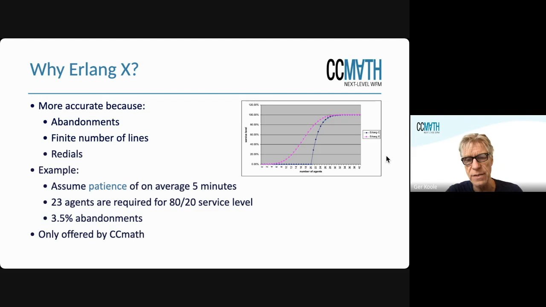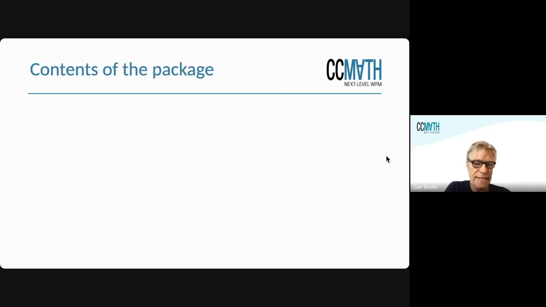So the Erlang X, if you dive into the scientific literature, you can find something which is called Erlang A, which handles the abandonments, but not the redials, not a finite number of lines. And we adapted these calculations, added some features, and that is Erlang X. So Erlang X is an important feature of our Erlang package. And as I said, this Erlang package had, because of the increasing interest of people working in workforce management, versions for Python and also for R, but mainly Python, I think.